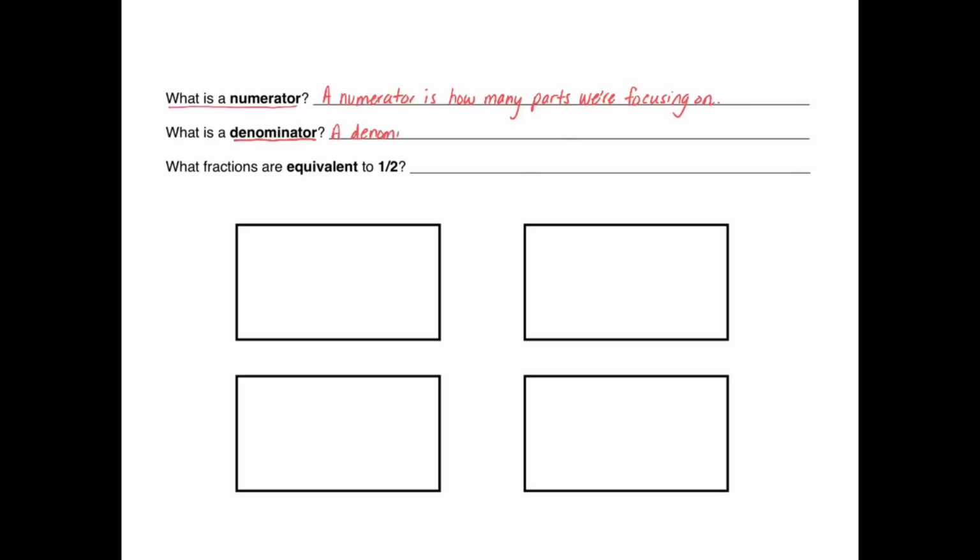A denominator is how many equal parts in a, meaning one, in a whole. A denominator is how many equal parts in a whole.